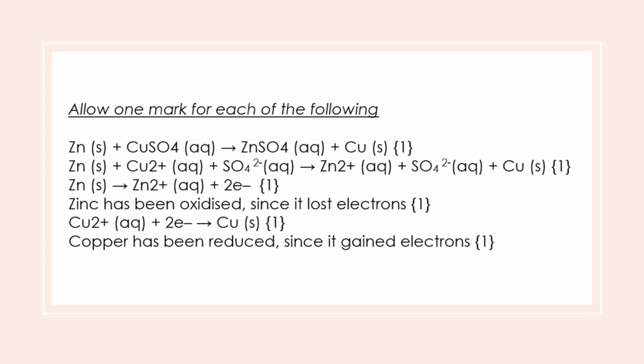You can see that over here, zinc is losing 2 electrons, so zinc has been oxidized as it's losing electrons. And you can see that copper is gaining 2 electrons, therefore copper has been reduced.